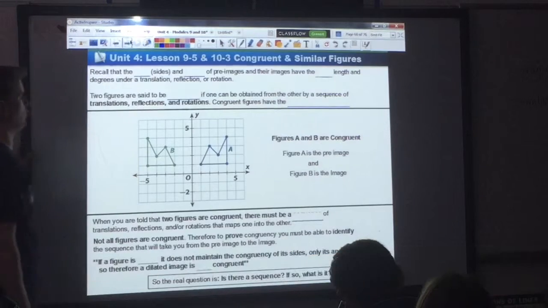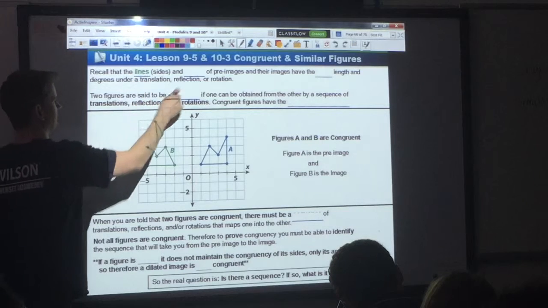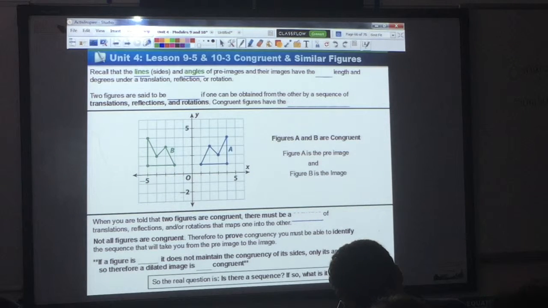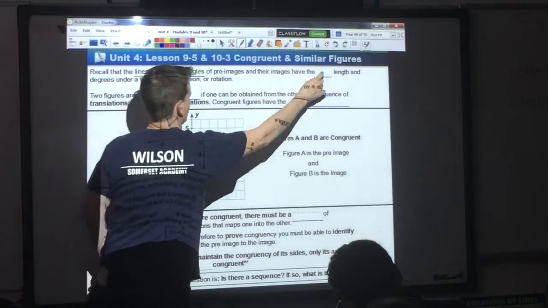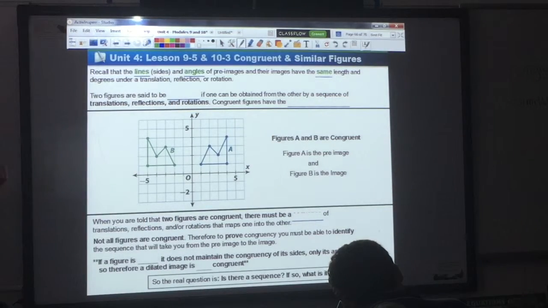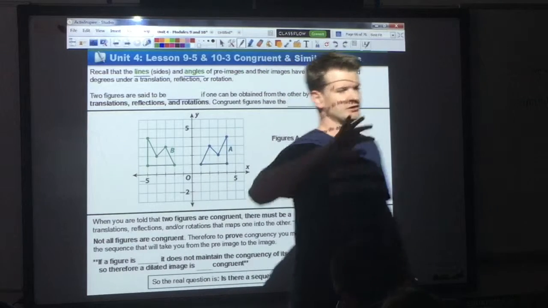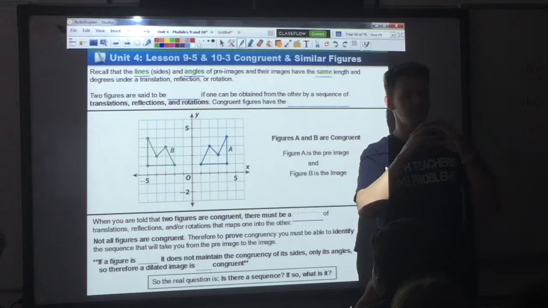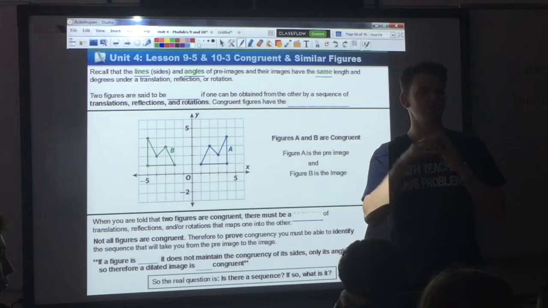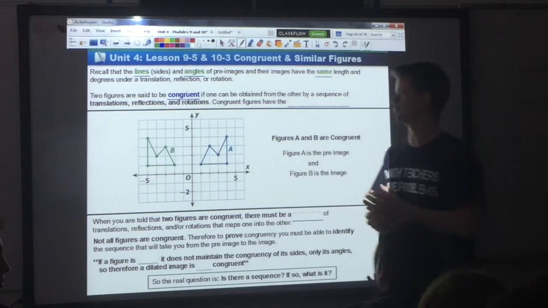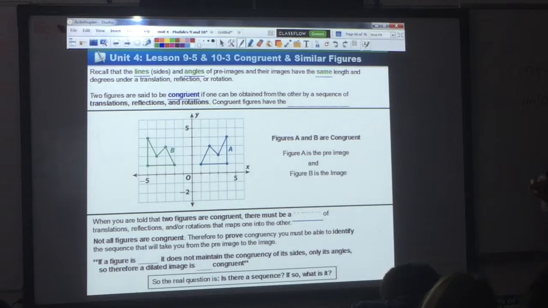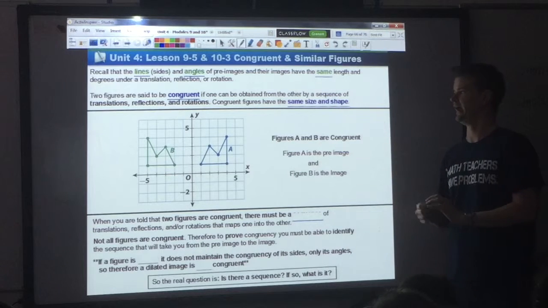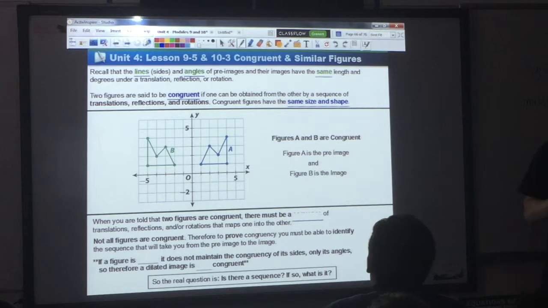So anyway, let's talk about exactly what congruency is. In order to do that, we have to remember that the lines and angles of pre-images and their images have the exact same length and degrees under a translation, reflection, or a rotation. So if we slide a figure, turn a figure, or flip a figure, which means if we translate it, rotate it, reflect it, all of the sides remain the same length. All of the angles remain the same degrees. Two figures are said to be congruent if one can be obtained from the other by a sequence of translations, reflections, and rotations. Congruent figures have the same size and shape.